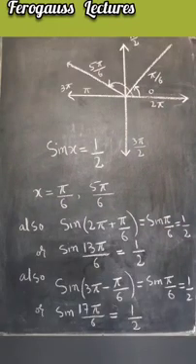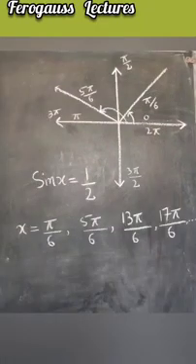Also, sine 3 pi minus theta is equal to sine theta. Therefore, sine 3 pi minus pi by 6 is equal to sine of pi by 6, that is equal to 1 by 2. 3 pi minus pi by 6 is equal to 17 pi by 6. Therefore, sine 17 pi by 6 is equal to 1 by 2.